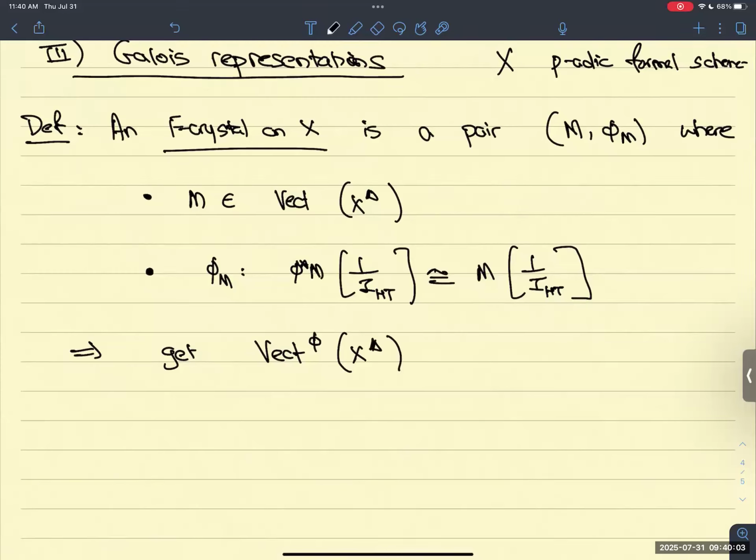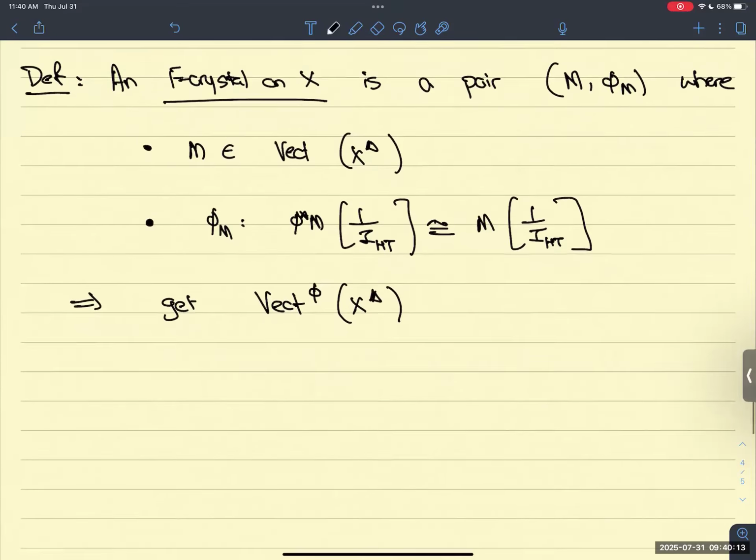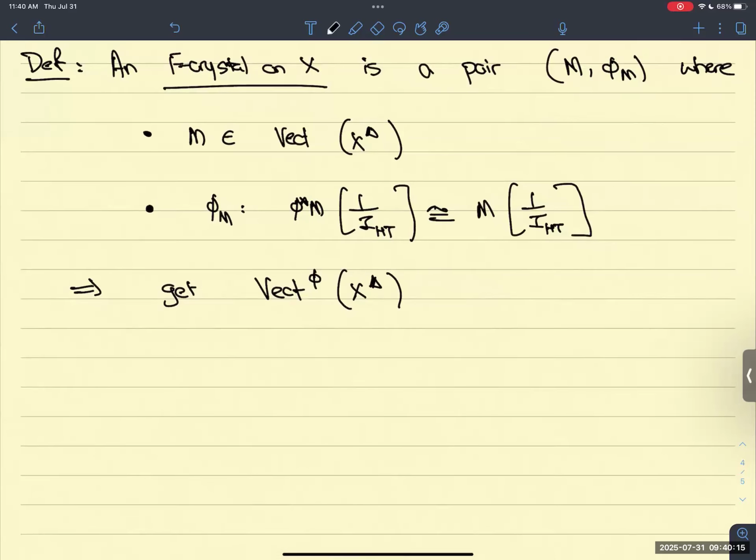Okay, so this is the natural category, or at least a first attempt at defining a natural category of coefficients for prismatic cohomology. And so what do I mean by that? Let me give you an example.